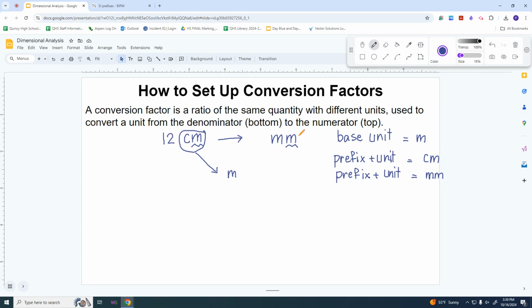Meter and millimeter. So there are two steps, step 1 and step 2. So you will have two conversion factors, conversion factor 1 and conversion factor 2, okay? So let's set up the two conversion factors. Conversion factor number 1, you actually will convert from centimeter to meter, centimeter to meter, okay?